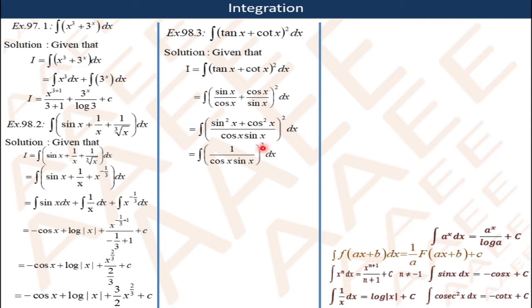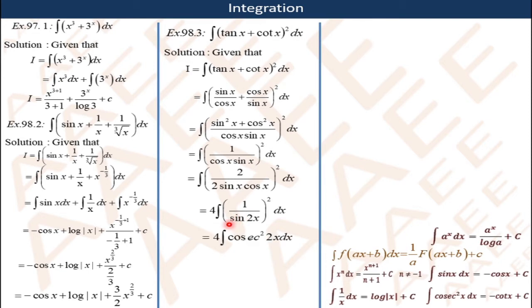Let us multiply and divide by 2. So we will get the integration of 2 upon (2 sin x into cos x) squared dx. And you know the trigonometric formula, 2 sin x into cos x is equal to sin 2x. And the 2 squared, 4, we can take outside. So in the next step, this can be written as 4 times 1 upon (sin 2x) squared dx. But 1 upon sin 2x can be written as cosec 2x, and its square will be cosec square 2x, and that will be 4 times the integration of cosec square 2x dx.